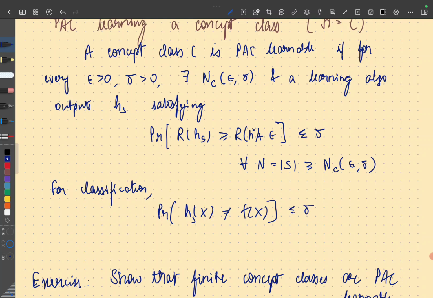Sir, is R of HS empirical loss? No, I've not talked about empirical risk so far. So all of the R's here are generalization loss, generalization errors. Both HS and H star have to belong to the hypothesis class. Correct. HS is something that is output by the learning algorithm and therefore is a function of the data set, whereas H star is the minimum possible within the hypothesis class and obviously is independent of the data set.